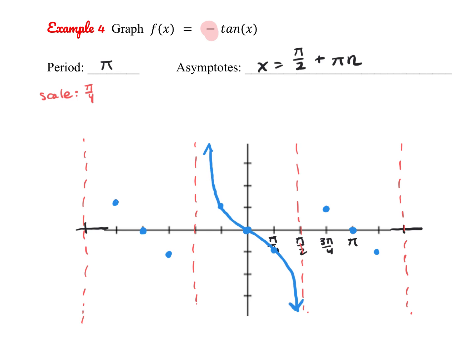now I have a decreasing graph. So when there's a negative out front, your graph should be going down in each period, and that is reflected over the x-axis. So remember, before our graph looked like this, it made this shape, so now it makes this shape. So that's what's going to happen whenever we have that reflection.